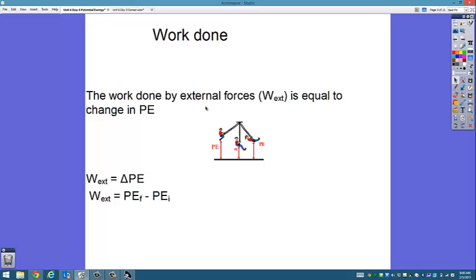The thing we're talking about here is the work being done by external forces. So that means that it's an outside force, so somebody else is pushing on an object to make it move up. So when you swing, for example, your legs are physically pumping, you're moving back and forth to make you move up. So that would be the work being done.